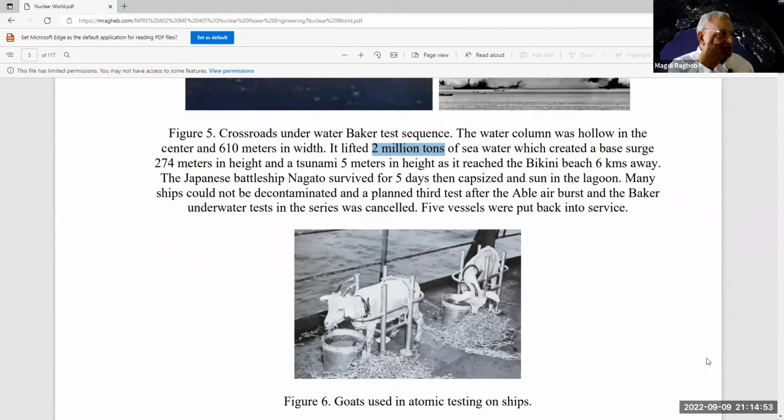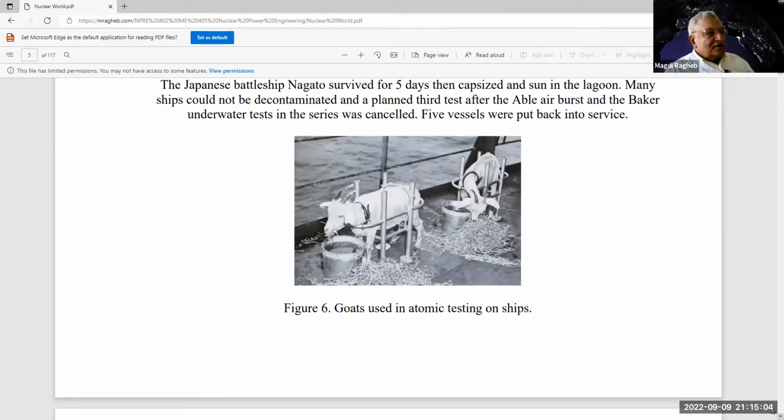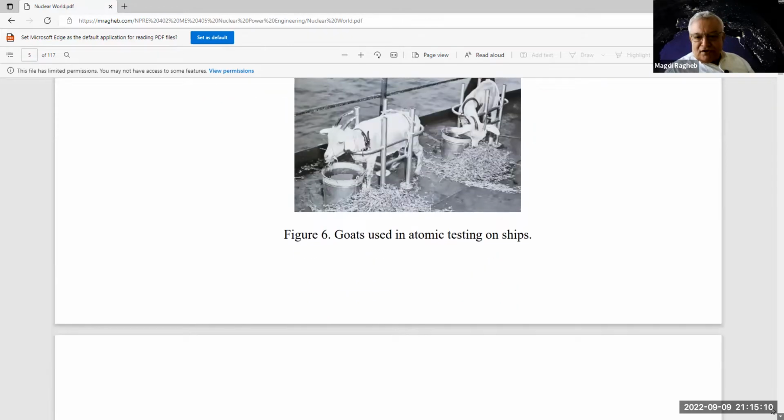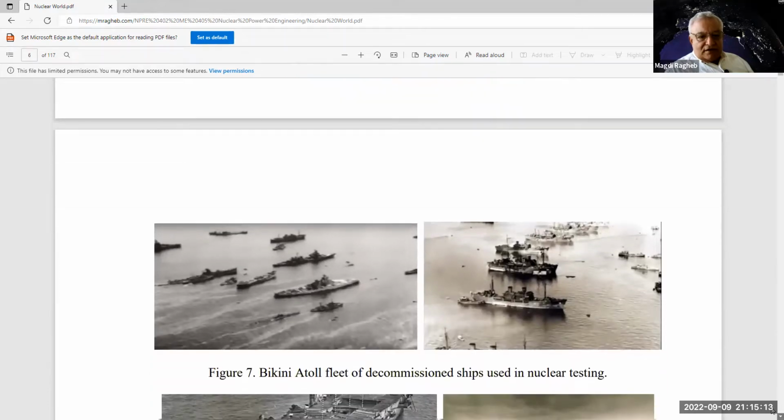As they carried out those tests, they tested the effects of radiation on animals. You could see some goats here on some ships to study. They didn't know about the effects of radiation, and they even tested it on humans. They didn't know also the effects of radiation at the time. It was bad learning of the process.